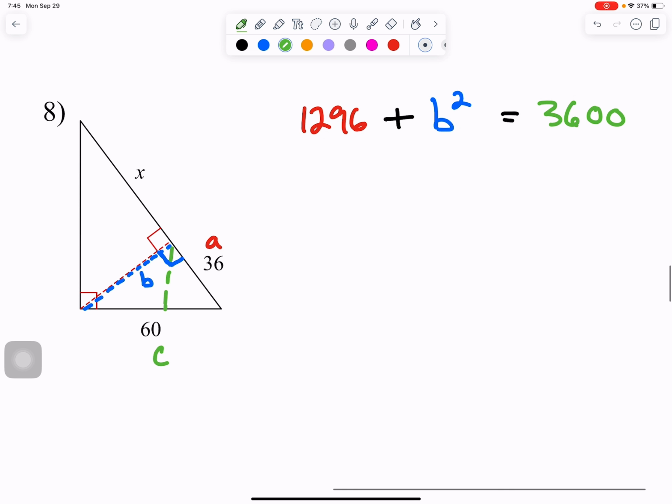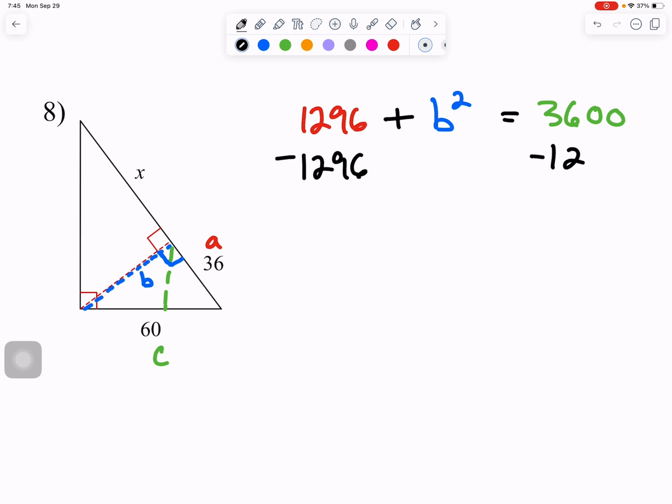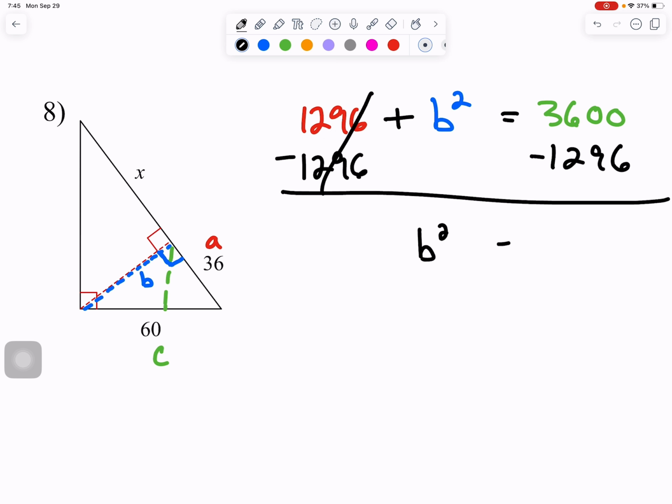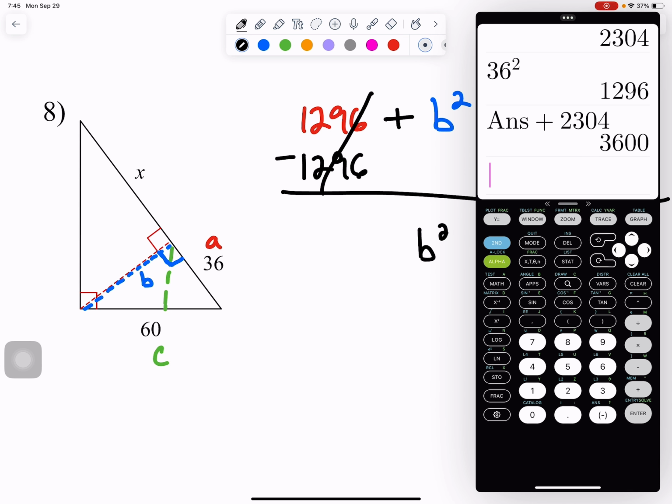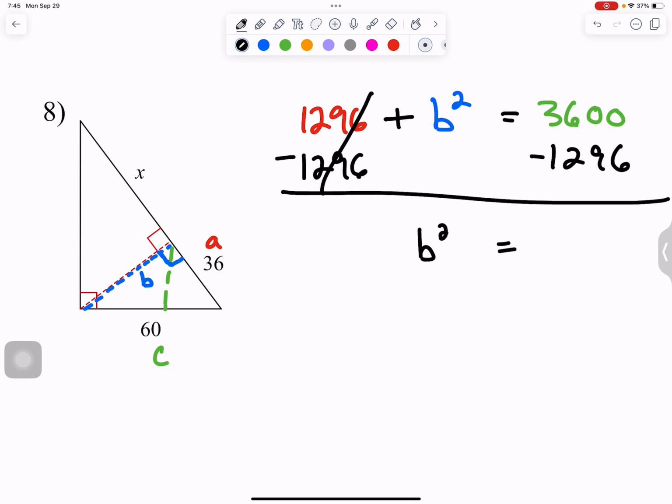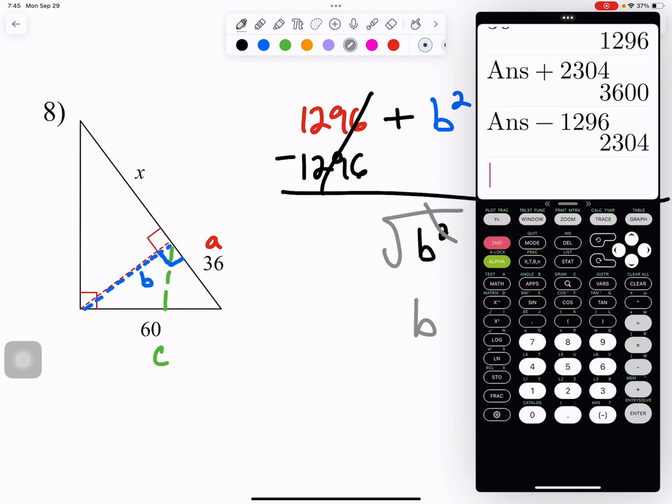Not the best. All right, we need to get B squared by itself. Well, if we subtract 1296 from each side, that will permit that to happen. Our B squared simply comes down equals 3600 minus 1296 gives us 2304. Yes, we're using a lot of perfect squares for the activity. Let's get comfortable with it. B equals the square root of 2304.